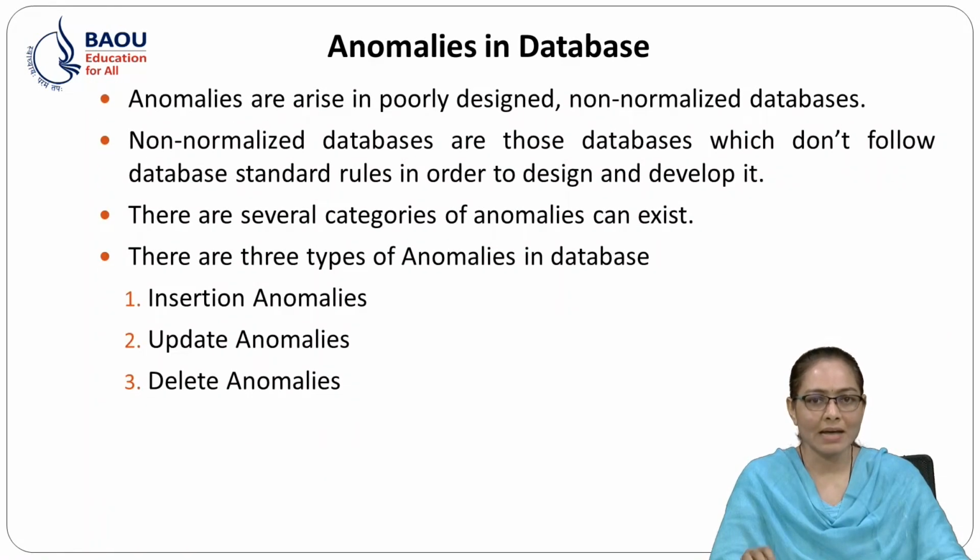Now the last one is the anomalies in the database. Anomalies arise in a poorly designed non-normalized database. Non-normalized databases are those databases which don't follow the database standards or rules in order to design and develop them. There are several categories of anomalies that can exist. There are three types of anomalies in the database. First is the insertion anomalies, second one is the update anomalies, and third one is the delete anomalies.